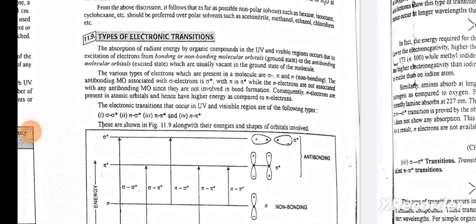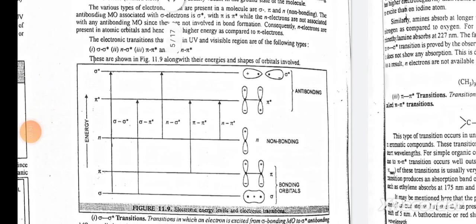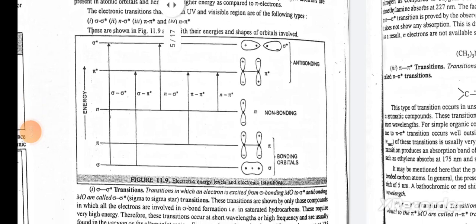The various types of electrons present in a molecule are sigma, pi, and n (non-bonding). The anti-bonding MO is associated with sigma and pi electrons, while the n electrons are not associated with any anti-bonding MO since they are not involved in bond formation. Consequently, n electrons are present in atomic orbitals and hence have higher energy as compared to pi electrons. The electronic transitions that occur in the UV and visible region are of the following types. These are shown in figure 11.9 along with their energies and shapes of orbitals involved.